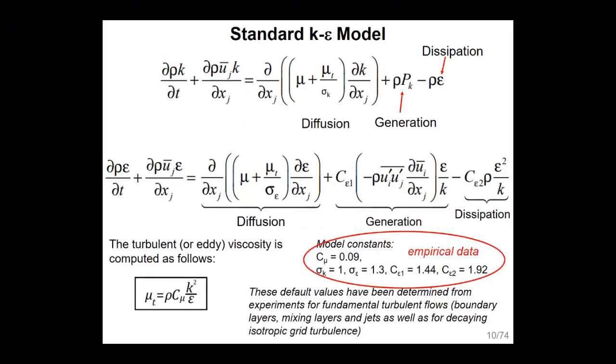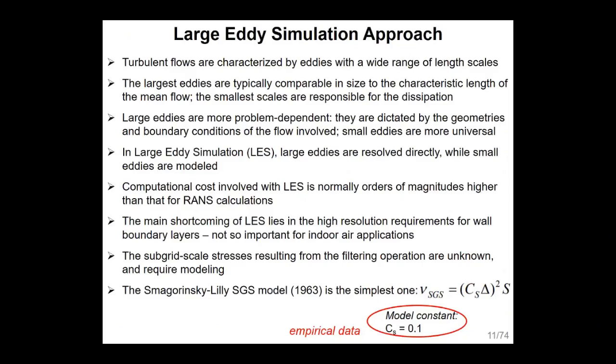Here it is. It is still used, for example, for jet modeling, because these empirical model constants derived for this model were determined based on fundamental turbulent flows, and among them we have jet flow. The standard k-epsilon model or some variations of it are still used for Reynolds-averaged Navier-Stokes modeling of jet flows. Large eddy simulation approach still uses some empirical data.